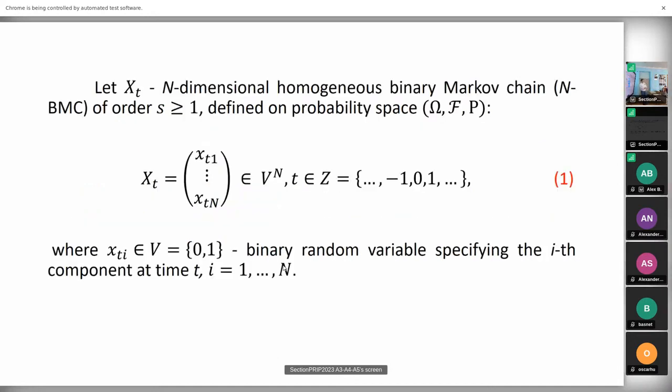Here are some models for high-order dependencies in discrete time series: a homogeneous Markov chain of order s greater than or equal to 1. We define a probability space (omega, F, P), where X_t is the unknown variable, the component at time t.